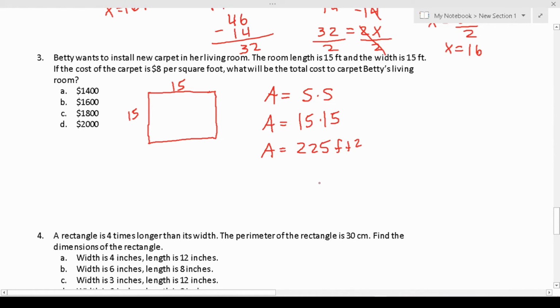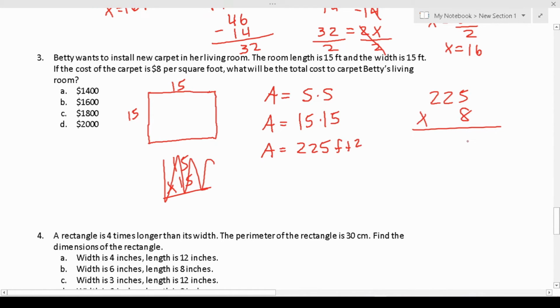Okay. So in light of that, and if you needed to, you could have done 15 by 15 off to the side like that. But this is one you should know by heart. You shouldn't have to work this out all the time, but you could if you needed to. But that said, we know the cost of carpet is $8 per square foot. So this is going to be 225 times 8.